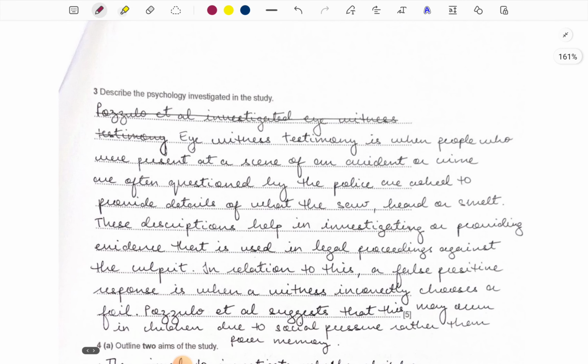Let's come to the next question. Describe the psychology investigated in the study. What is very good about the current syllabus is they have started specifying exactly which terms you need to explain under psychology being investigated. So there's very little room for mistake.